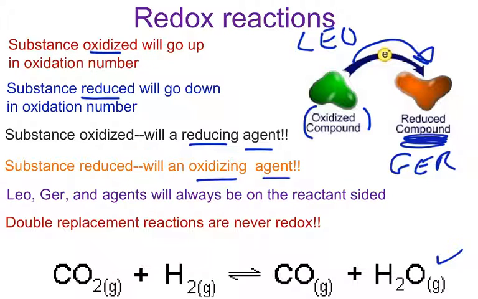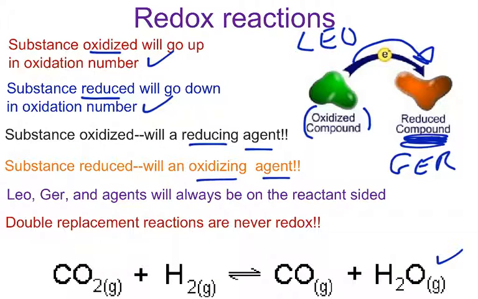The substance oxidized will always go up in oxidation number because it's losing negative and becoming more positive. The substance reduced will have a reduction in its oxidation number, hence the name reduction, because it's gaining negative and becoming more negative as the oxidation number goes down.